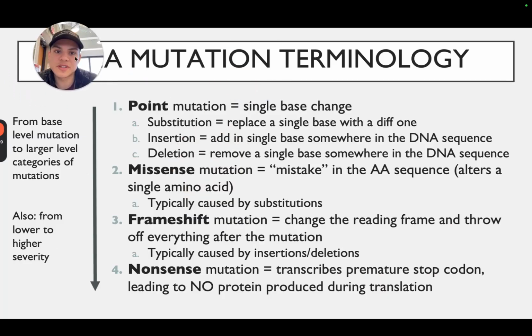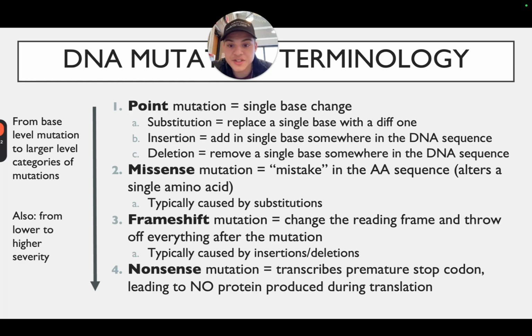So here's some DNA mutation terminology. We have a point mutation, we have a missense, frame shift, and nonsense. Point mutation means that we have a single base that changes. There can be 3 types: there's a substitution, there's an insertion, and there's a deletion. Substitution is we replace a single base with a different one. Insertion is we add a single base and then it does a reading frame shift. We do a deletion, which is we remove a base, and it does a reading frame shift as well.